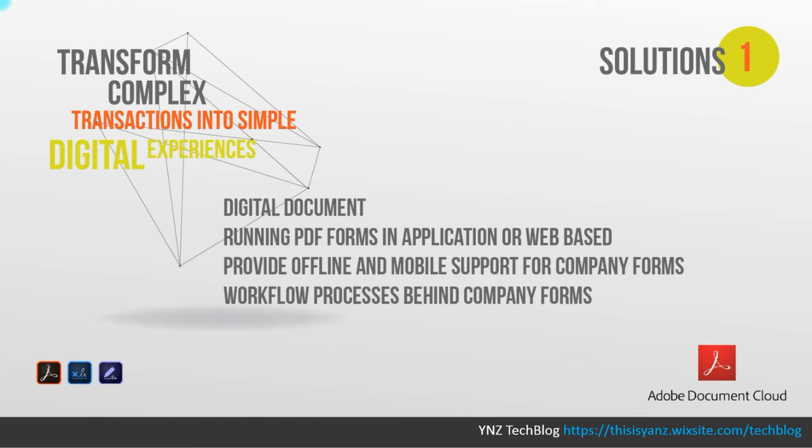So we have a solution for this. Solution number 1 is we transform the complex transaction into a simple digital experience. With the digital document, we can run the PDF form in an application or even on the web, and we also provide offline and mobile support for company forms and documents. We can also put the workflow process behind the form. For example, for the approval system, we create one form and put the workflow for the signature, for whoever is in charge of deciding whether this form is eligible for approval. We put it in the workflow system and it will be triggered every time the smart form is running on the user side.